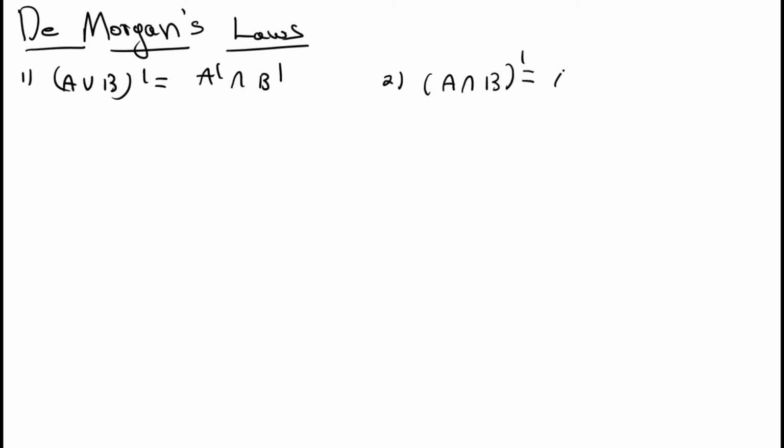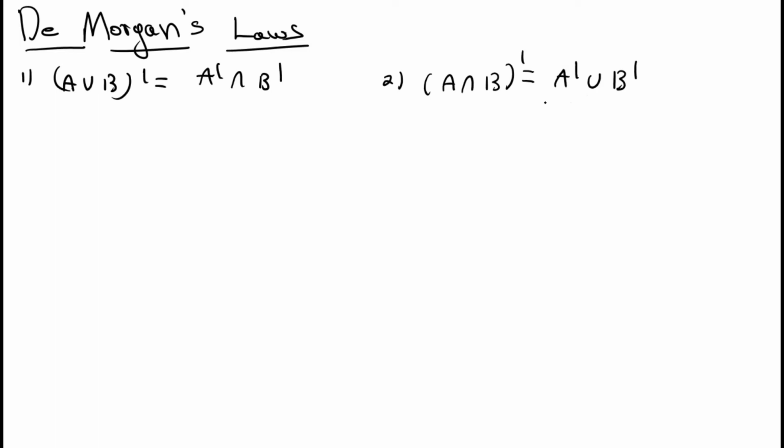Next is De Morgan's law. First law is (A union B) whole dash is equal to A dash intersection B dash. What is A dash? A complement. What is B dash? B complement. Okay. (A union B) whole complement is equal to A complement intersection B complement. Second law, that is for intersection: (A intersection B) whole dash is equal to A dash union B dash.